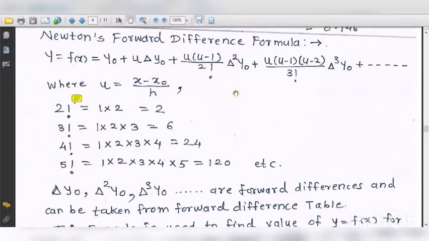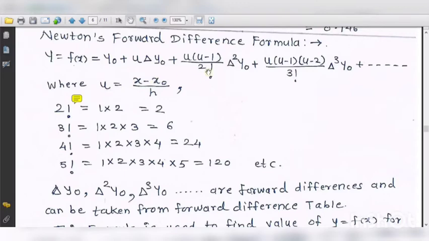Now what is u? u is x minus x0 upon h. As we have seen, x0 is the initial value in the table. h is the common difference between two values of x, as values of x are equidistant. And x is the value at which we want to find the value of y. So here actually this is a formula for y equal to f x. So this is our x. In the question this x is given, that find value of y at x equal to so and so. So that x we have to consider to find the value of u.